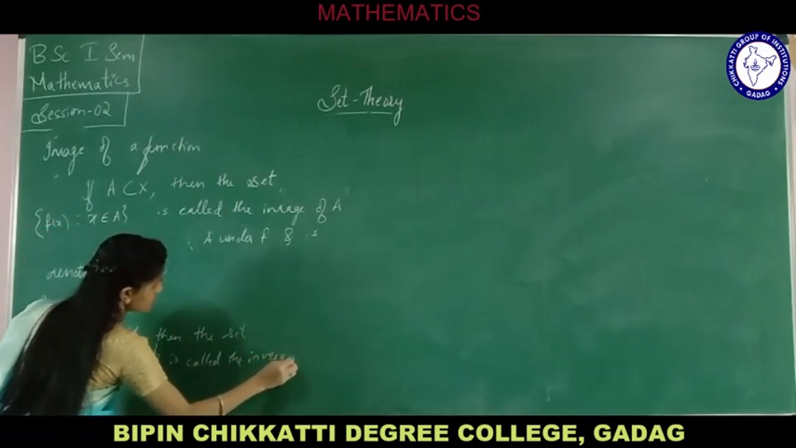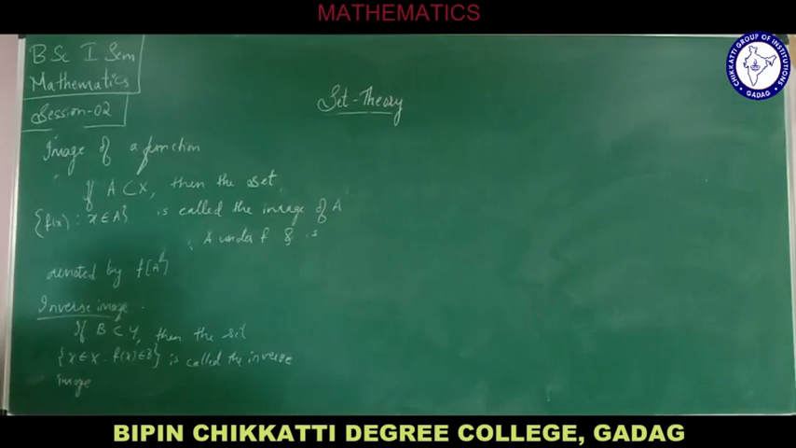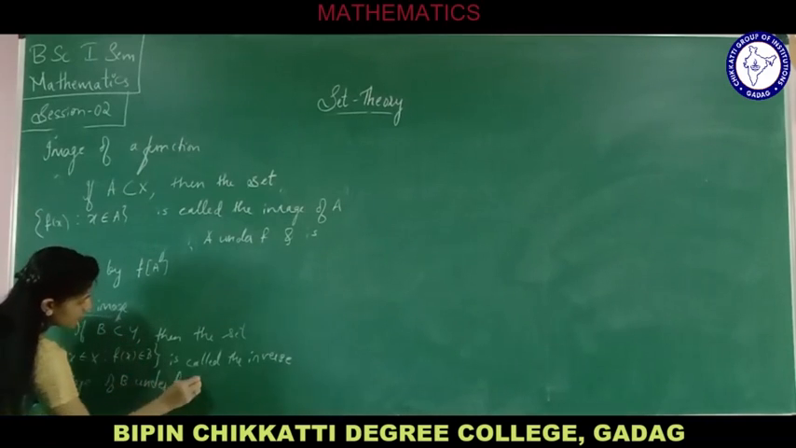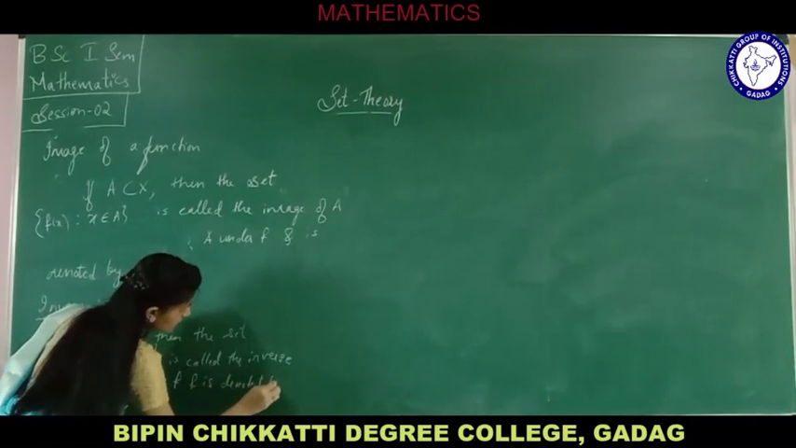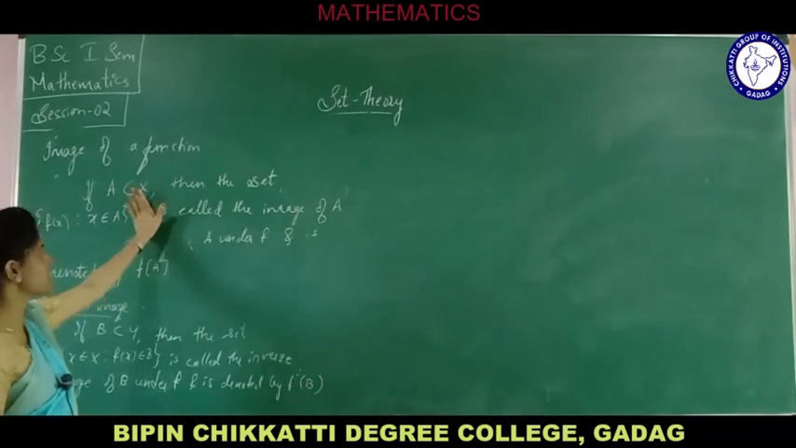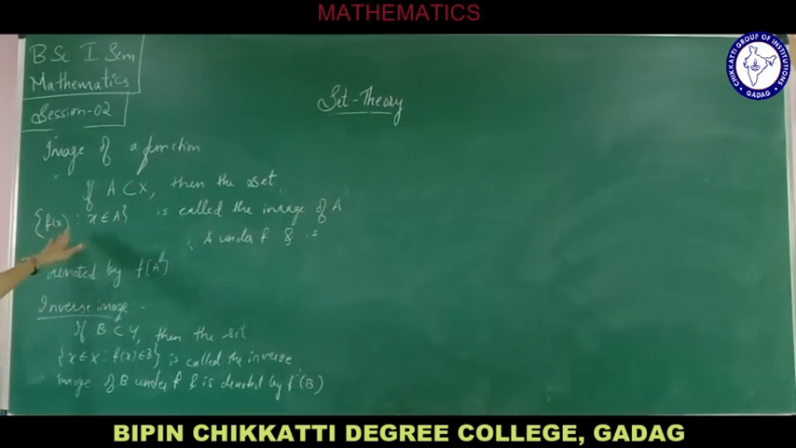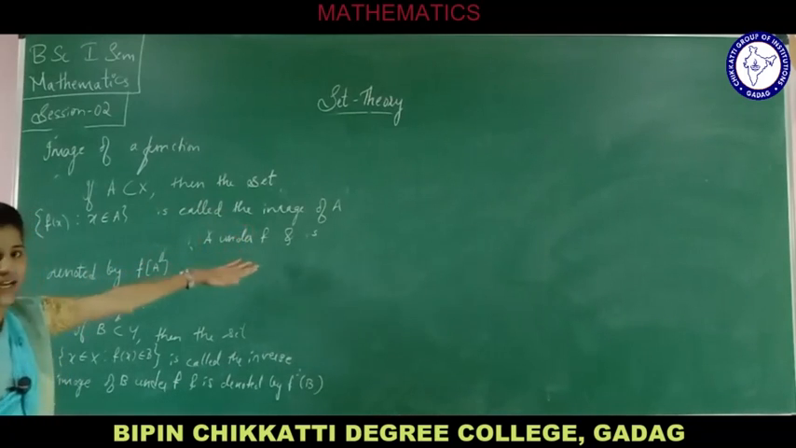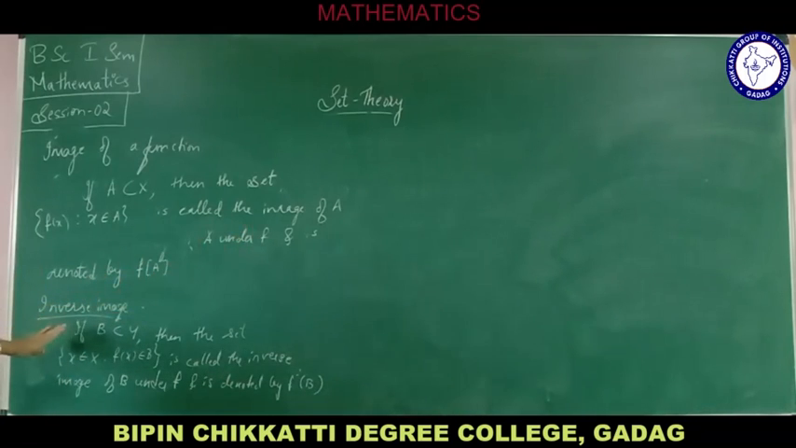the inverse image of B under f, and is denoted by f inverse of B. We studied that if A is a subset of X, then the set of f of x such that x belongs to A is called the image of A under f and is denoted by f of A. In the same way, the inverse image is denoted as follows: if B is a subset of Y, then the set of x belonging to X such that f of x belongs to the set B is called the inverse image of B under f and is denoted by f inverse of B.